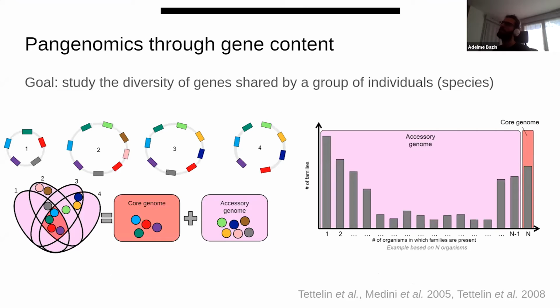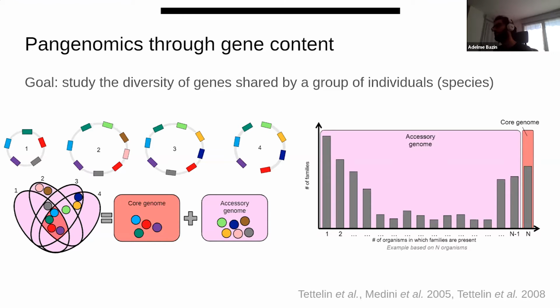So you can build the pangenome at different levels. You can build a pangenome using sequences only if you are interested in variation between different genomes, for example. Or you can also build a pangenome by looking at the gene content, which is what we do. So our goal is to study the diversity of genes shared by a group of individuals, usually a species. In this example, you have 4 genomes. The rectangles represent genes. Genes have the same color in different genomes if they are homologous.